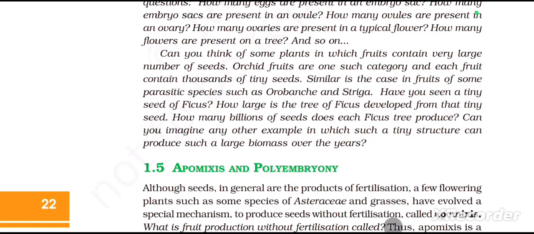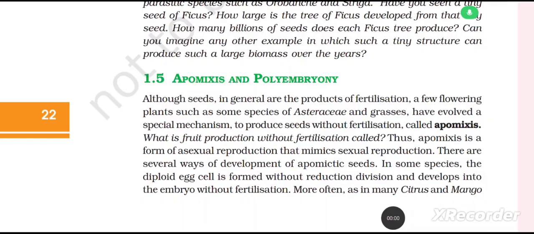Orchid fruits are one such category, and each fruit contains thousands of tiny seeds. Similar is the case in fruits of some parasitic species such as Orobanche and Striga. Have you ever seen a tiny seed of ficus? How large is the tree of ficus developed from that tiny seed? How many billions of seeds does each ficus tree produce? Can you imagine any other example in which such a tiny structure can produce such a large biomass over the years? 1.5 Apomixis and polyembryony.